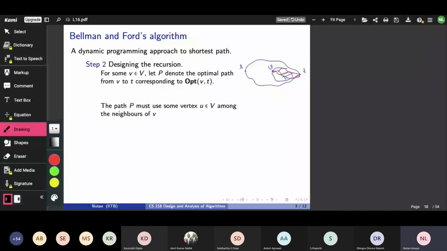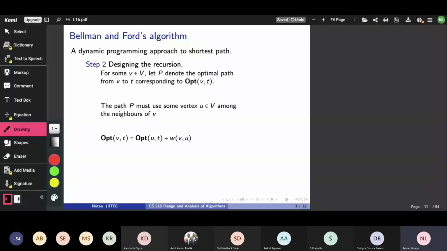Okay, the red path is say the opt one. We don't know what it is, obviously, but of course in the graph there exists such a path. The path P must use some vertex U among the neighbors of V. So let's say this is U. So I can now say that opt of V,t is nothing but opt of U,t plus weight of Vu.